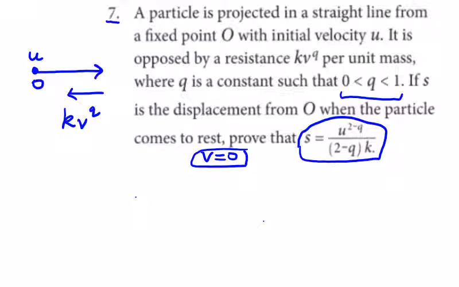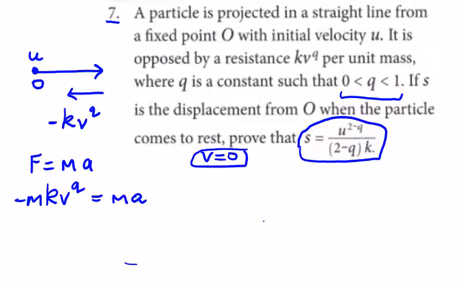So let's see what we know. Set up our forces, F is equal to ma. So we're going to have a resistance of minus kv to the power of q. It's going to come to rest, equals ma. And I forgot my m over on the left here. So minus kv to the power of q is equal to acceleration.